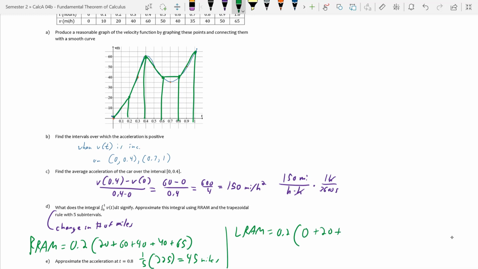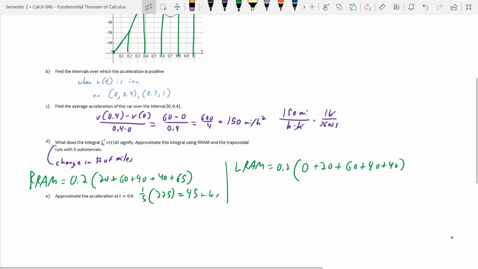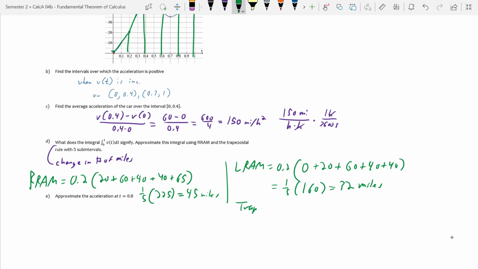So 0 plus 20 plus 60 plus 40 plus 40. So that is 120, 160, and 1/5 of 160 is 32 miles. So trap is going to be equal to the average of 45 and 32, or 77 over 2, or 38.5 miles. Is that right? 6.5, 6.5, yep.